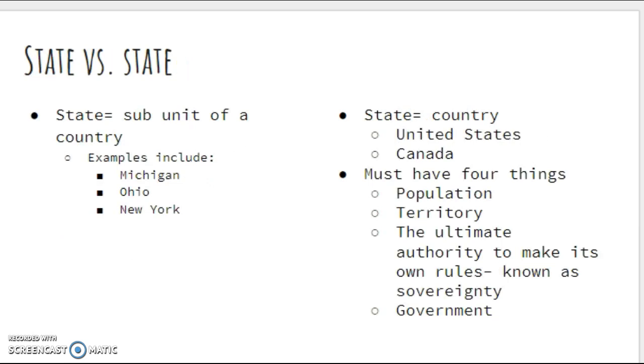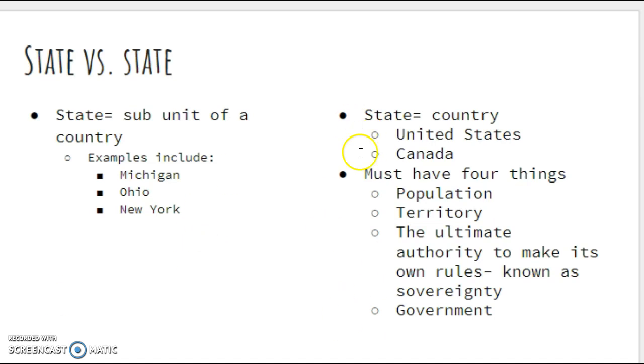Okay, so again, state versus state. On the left hand here, state equals a subunit of a country. So a state can be Michigan, Ohio, New York. The other type of state can also be known as a country. So United States, Canada, but again, must have all four of those parts: population, territory, sovereignty, which is just the ultimate authority to make your own rules, and then a government.